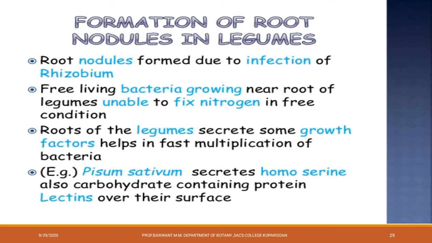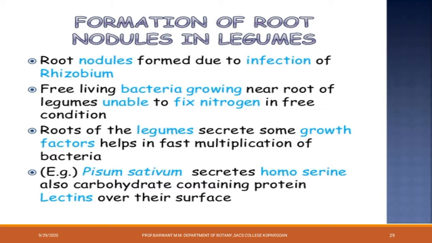Without infection by Rhizobium, no root nodule is formed. Free living bacteria growing near the legume roots are unable to fix nitrogen in the free condition. Roots of the legumes secrete some growth factors which help fast multiplication of bacteria. In Pisum sativum, the roots also secrete homoserine, and carbohydrate containing protein lectin over their surface.